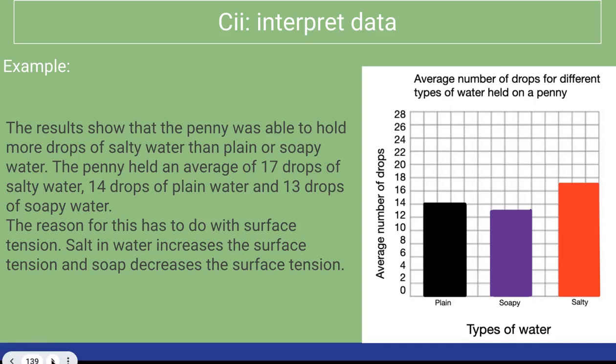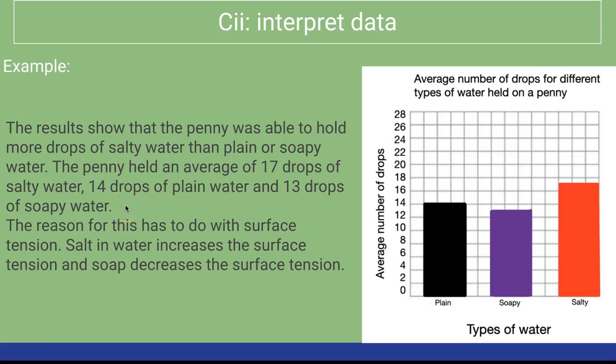So this is from the Penny Lab. So in this example, the results show that the penny was able to hold more drops of salty water than plain or soapy water. The penny held an average of 17 drops of salty, 14 drops of plain water, and 13 drops of soapy water.